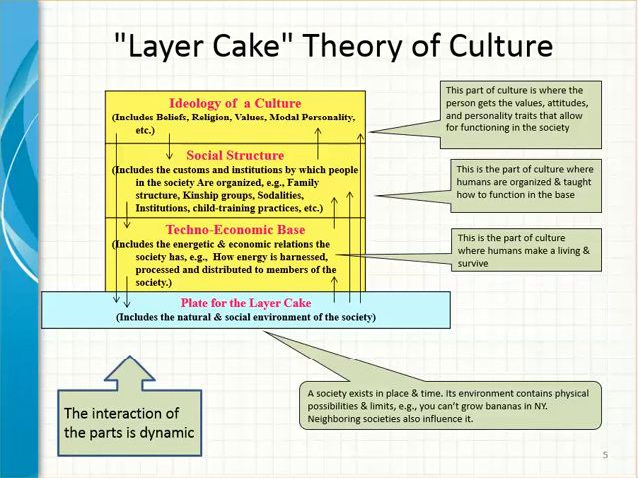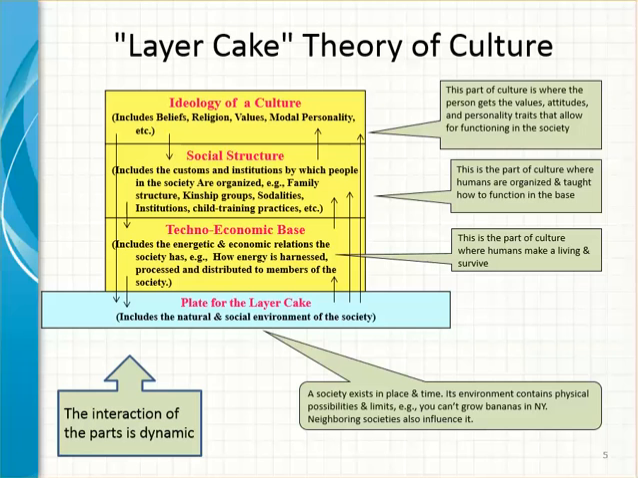Now let's look at the three layers of the cake. The bottom layer is sometimes called the techno-economic base. This is the part of culture where humans make a living and survive. It includes what are called the energetic and economic relations the society has. In other words, how energy is harnessed, processed, and distributed to members of the society.